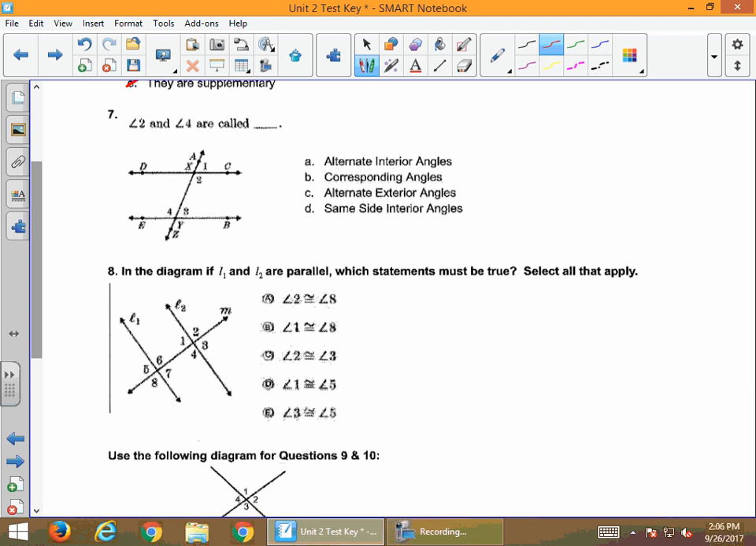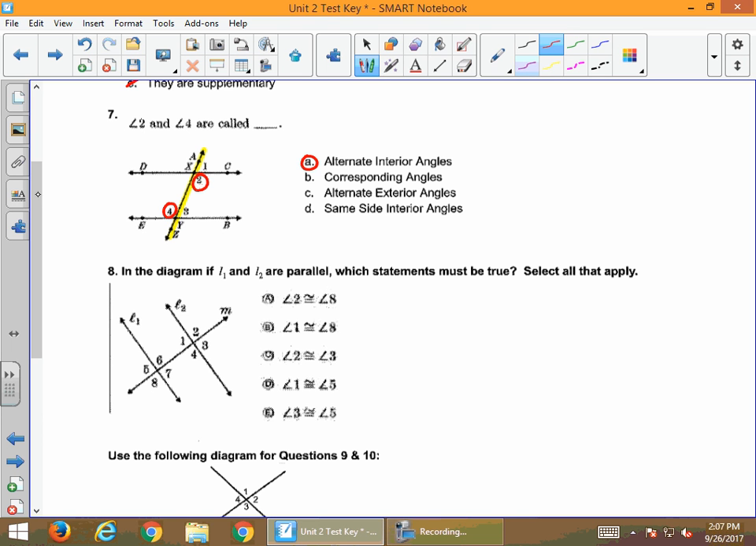Question number 7 wants to know about angle 2 and angle 4. They have a special name. These are called alternate because one is on the right side and one is on the left side of my transversal. Let me highlight my transversal here just so you can see it. One is on the right side, one is on the left side. They are both inside the parallel lines, so these are alternate interior angles. Answer choice A.